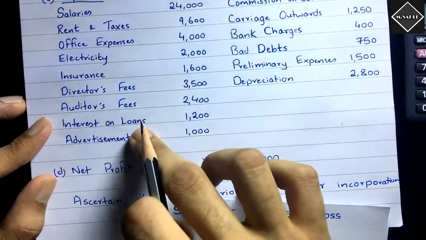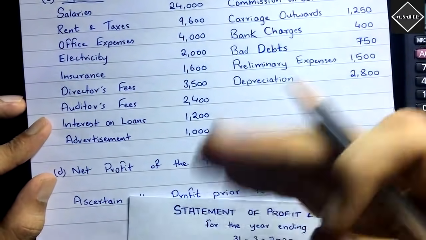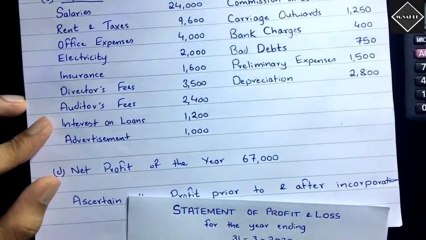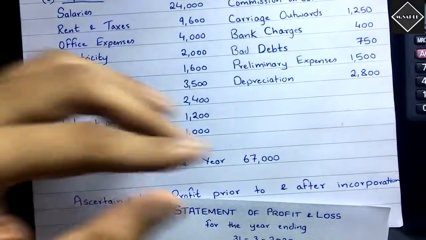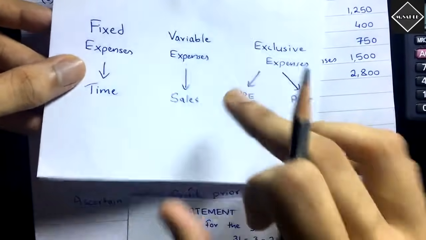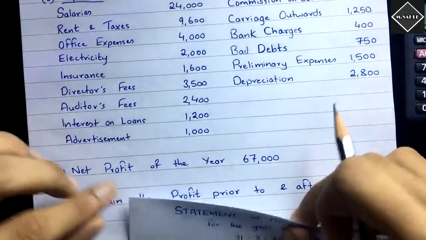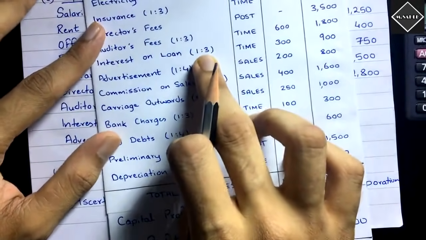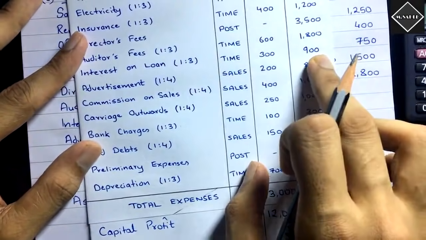And then we have got interest on loan, 1,200. Now interest on loan, this is also paid every month. It's a regular expense, it's a fixed expense. So fixed expense means time ratio. Simple. Time ratio is 1:3. Yes, so interest on loan will be done on the time ratio.